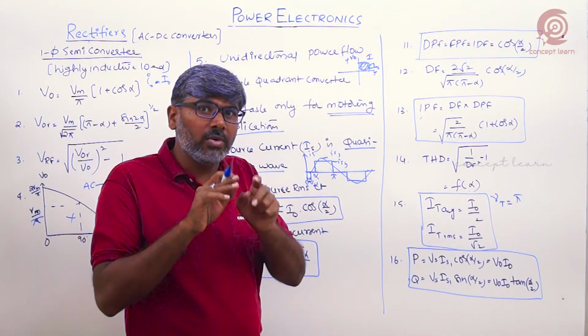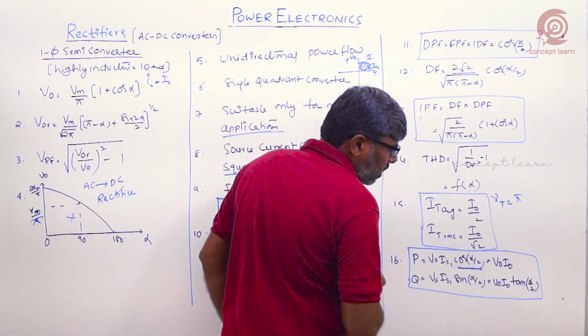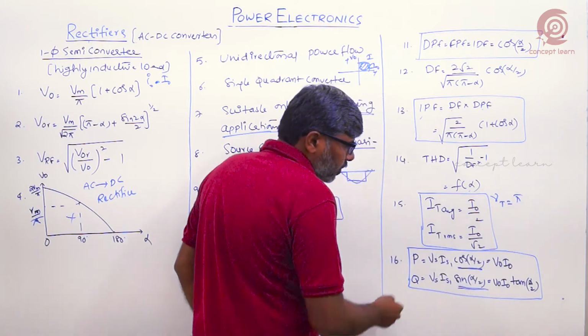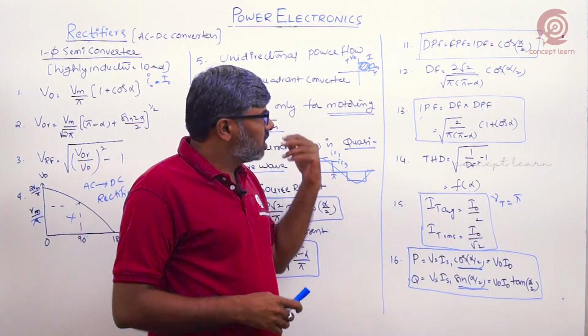What is the cos alpha? It is the fundamental power factor. Here, what is the fundamental power factor? It is cos alpha by 2. Then the reactive power is Vs Is1 sin alpha by 2. So these are the expressions required to calculate power as well as the rest of the quantities.